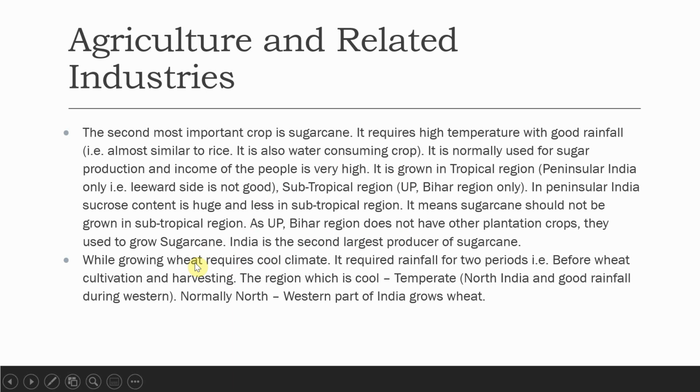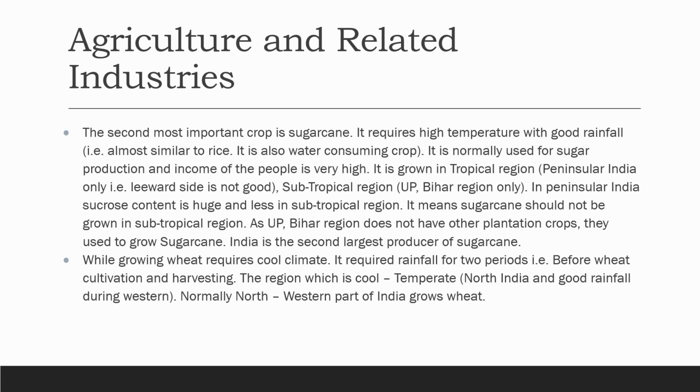And growing wheat requires a cool climate, so it requires rainfall for 2 periods, before wheat cultivation and harvesting. Okay, so it requires two times of rainfall, before cultivating and before harvesting. Before cultivating, it is basically prominent in the northern part of India. The rain, the returning rain of the climate, like one rain that we get on our land, is by the monsoon coming, around the June period.